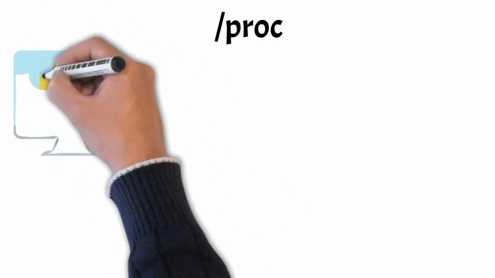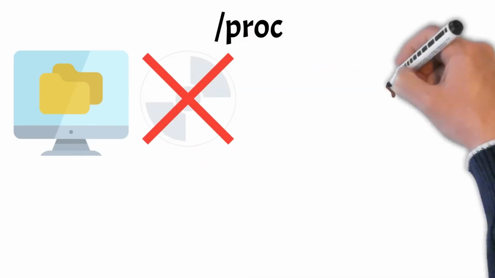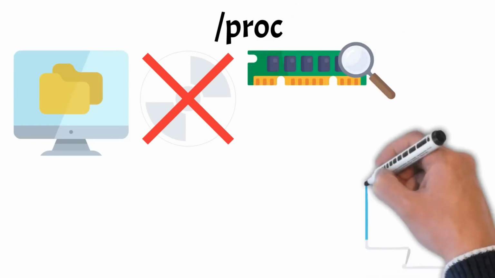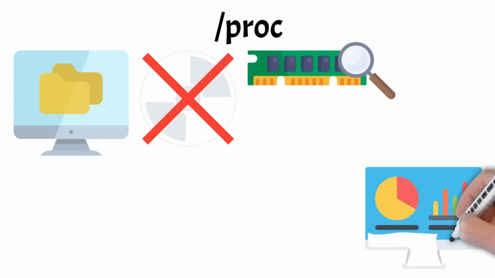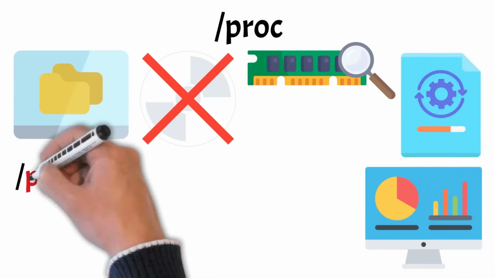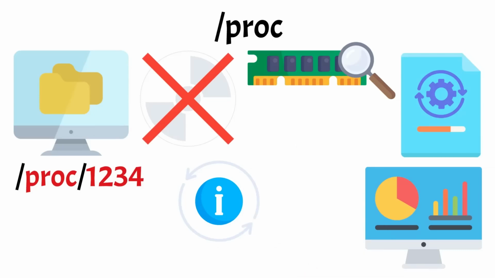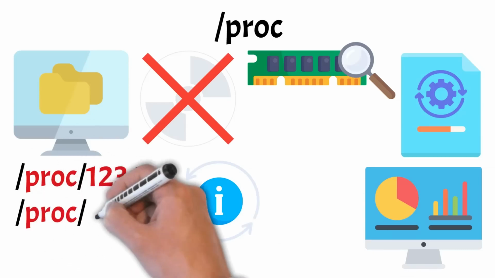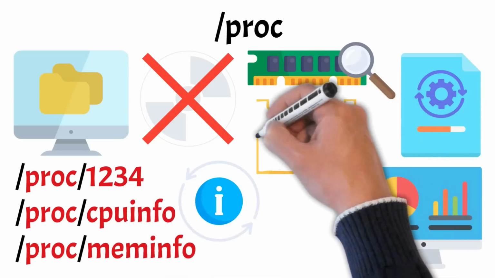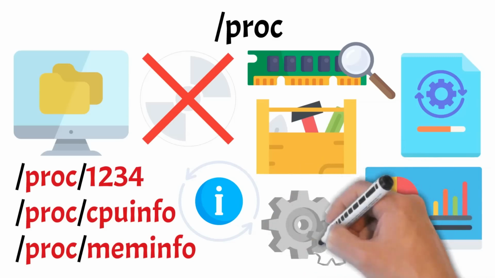Now let's take a look at proc, one of the more unusual directories in Linux. Like dev, proc is a virtual file system. It doesn't contain real files stored on disk, but instead provides a dynamic, in-memory view of the system. While dev represents hardware devices, proc acts as a live interface to the Linux kernel and running processes. Inside, you'll find folders named after process IDs, like proc/1234, with details about each process, as well as system information files like proc/cpuinfo and proc/meminfo. Essentially, proc is a vital tool for monitoring, debugging, and interacting with the system's inner workings in real time.